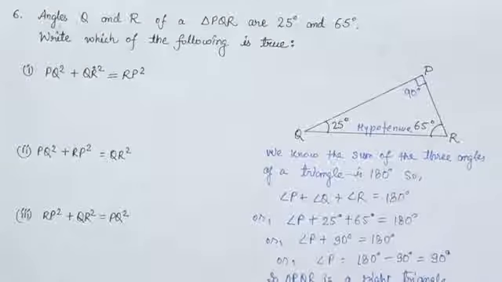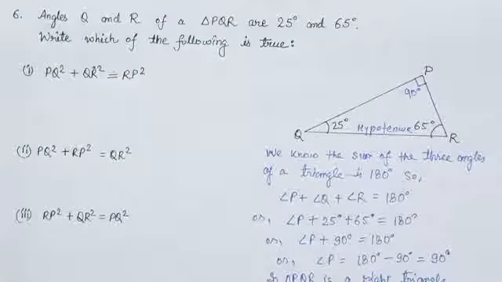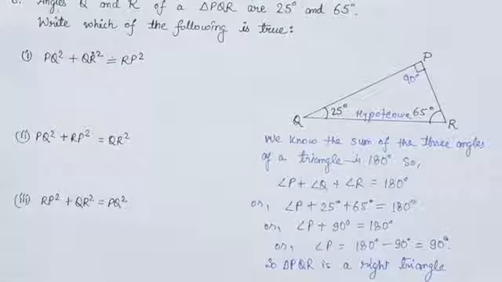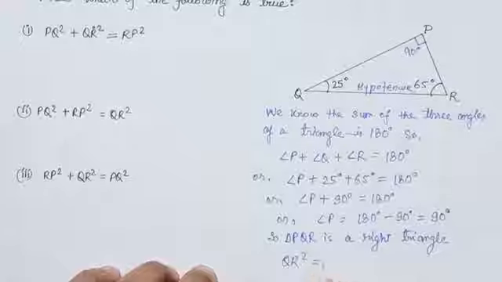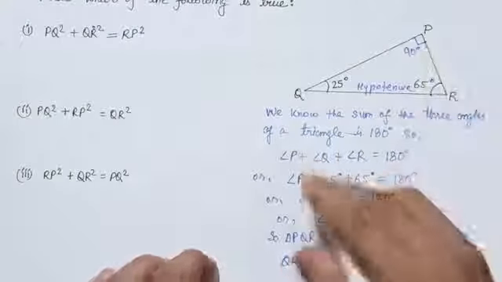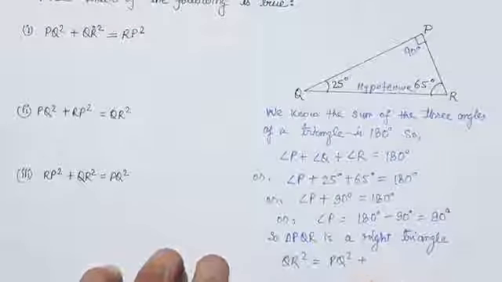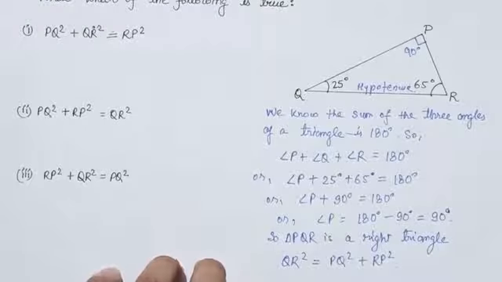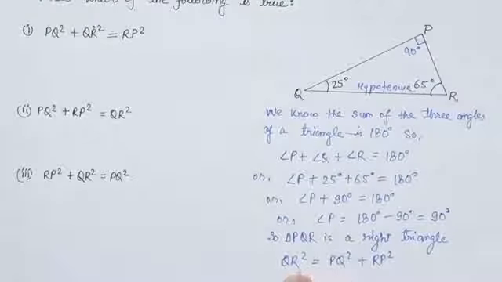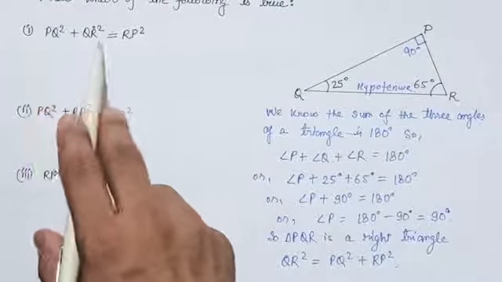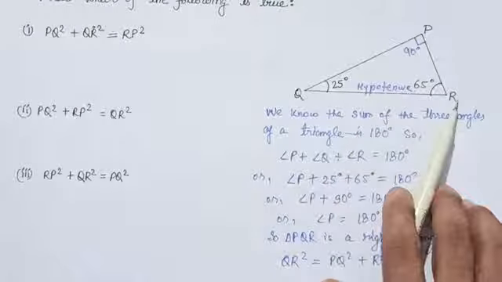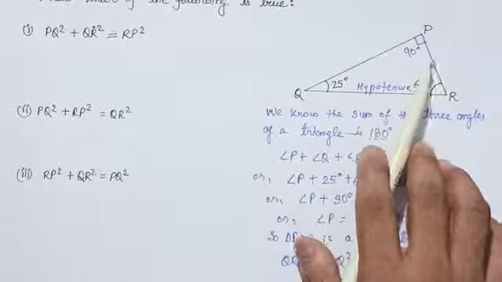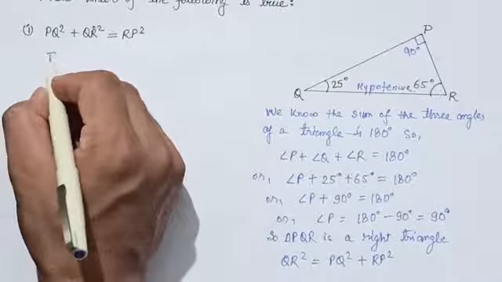So if we apply the Pythagoras theorem in this particular triangle, then what can we write? Hypotenuse square, QR square, is equal to the sum of the squares of its legs, that is PQ square plus RP square. So this is the correct relation between the hypotenuse and its legs. Now let us see the parts given. PQ square plus QR square is equal to RP square. Here PQ is a leg and QR is the hypotenuse, so leg square plus hypotenuse square is equal to leg square. This is not correct, so this is false.